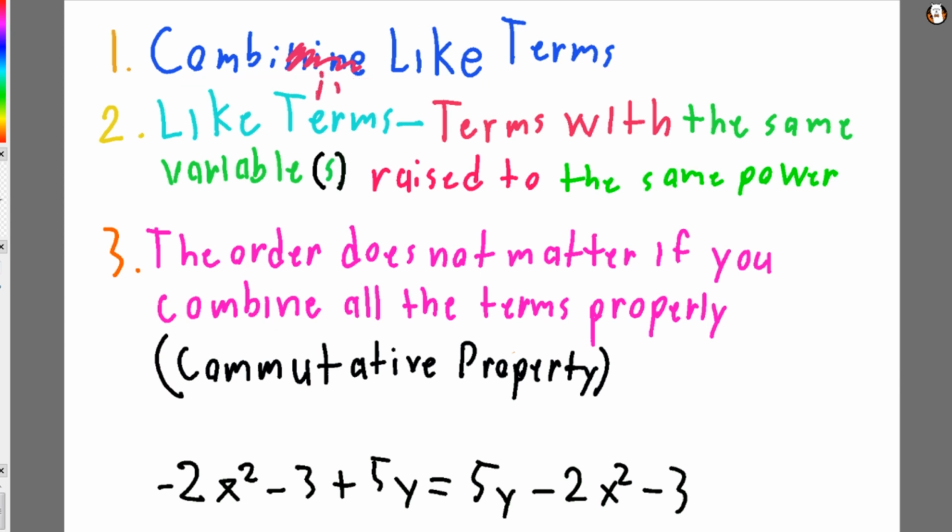Yeah, combine like terms. And number two, like terms are just terms with the same variable raised to the same power. And number three, don't get discouraged if you're doing practice problems and you're checking your answer with the calculator and your answer isn't in the exact same order as the calculator. Don't worry about it. The order does not matter if you combine all the terms properly. So, for example, negative 2x to the second power minus 3 plus 5y is the same as 5y minus 2x to the second power minus 3. Same thing. Alright?